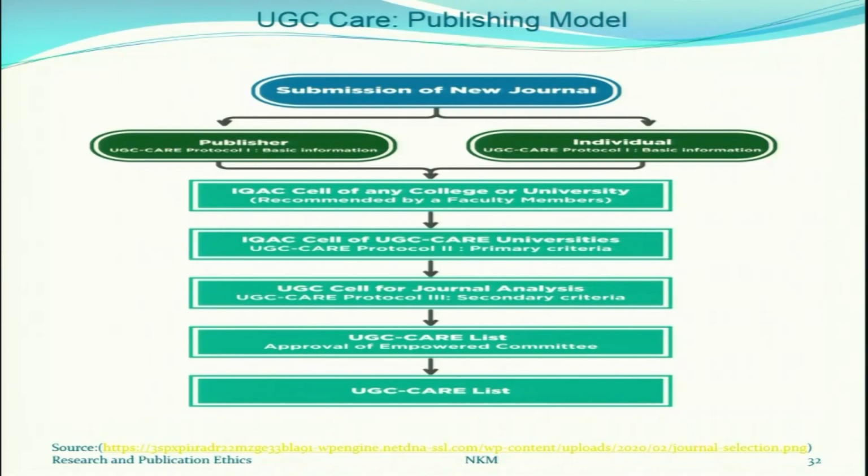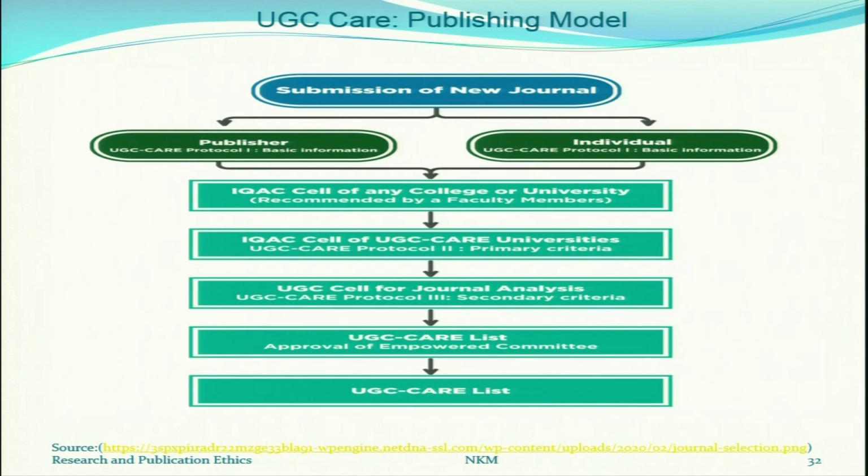So UGC Care has a very specific publishing model. Any submission of a new journal goes through two different scrutiny channels: one in the hands of publishers, and on the other side we have the individual. So we see that there are certain protocols based on the basic information on both sides, individual and publisher. Then it goes through several channels to test and verify with all kinds of quality checks, standard checks, protocol checks, guideline checks.